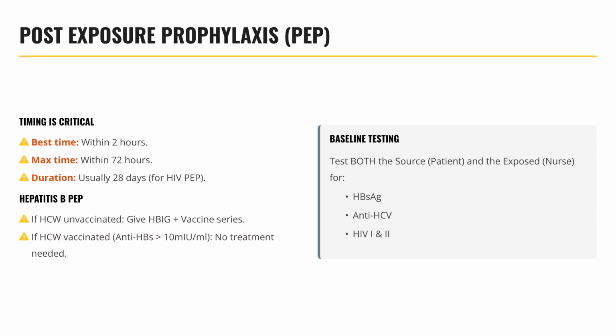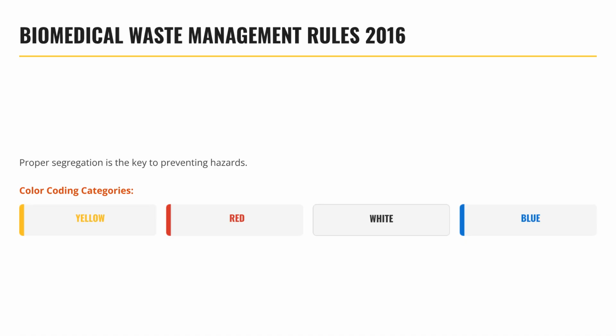Post-exposure prophylaxis, or PEP, is critical and should begin within 2 to 72 hours. Baseline testing for the source and exposed worker includes HBsAg, anti-HCV, and HIV. For hepatitis B, unvaccinated workers require both HBIG and the vaccine series.